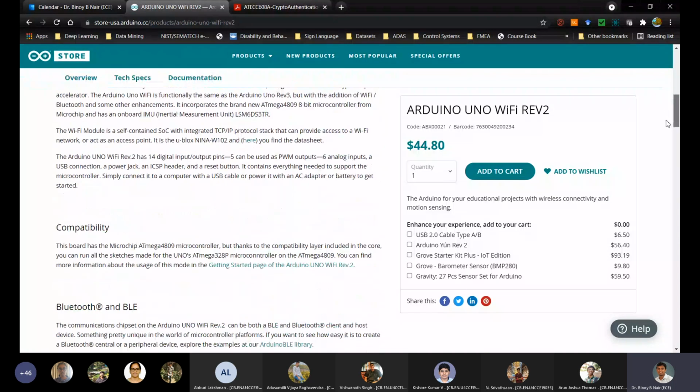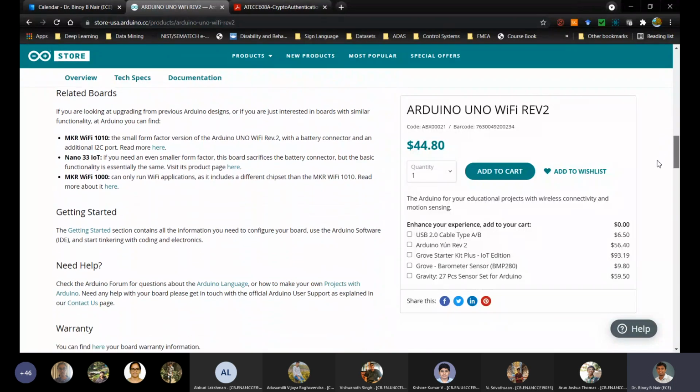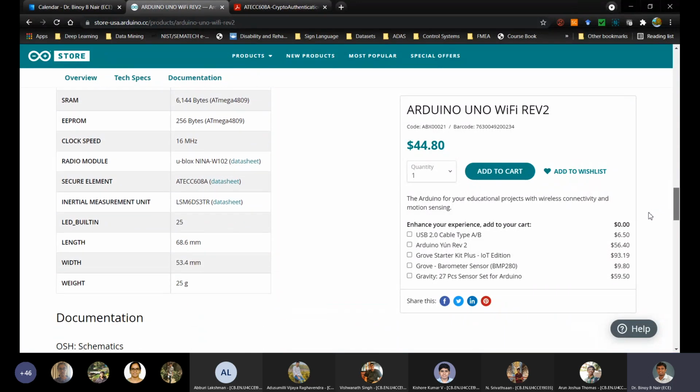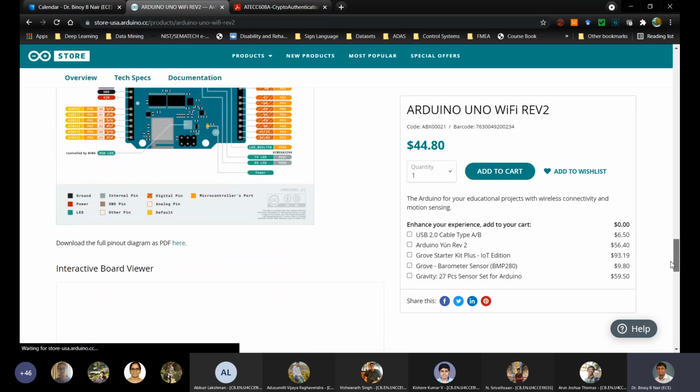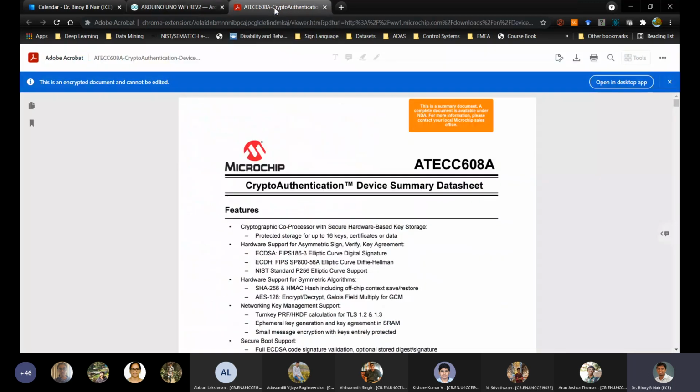Yeah, so here you will see they have this Bluetooth, and then you have here, can you see the secure element? This is added as a separate module to add more security to the system. If you click on this, it will open. Can you see the datasheet now? Microchip. Yes, sir. So this is actually the cryptographic coprocessor that we are talking about.